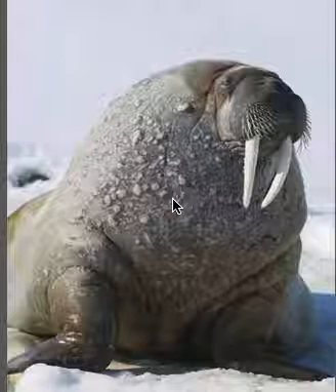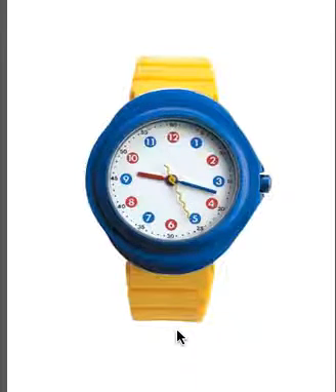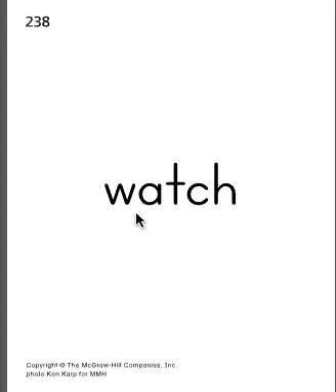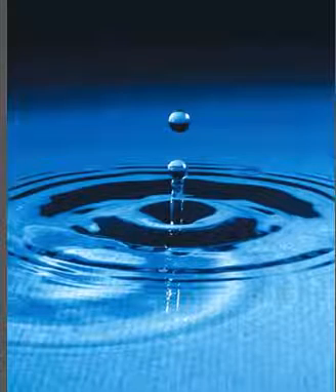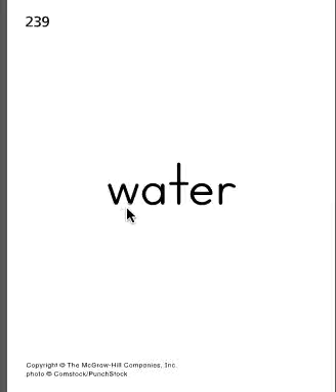Our first picture is walrus. Here, this is how we spell walrus. Next, we have a watch. This is how we spell the word watch. Watch. Next, we have water. Here's how we spell the word water.